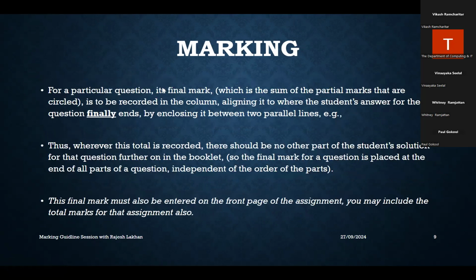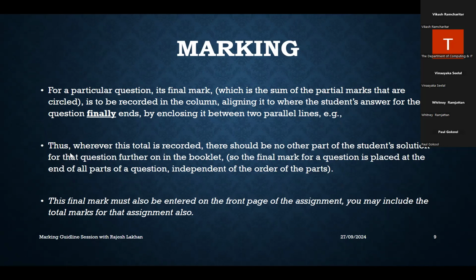For a particular question, its final mark, which is the sum of the partial marks that are circled, is to be recorded in the column. Align it to where the student's answer for the final question ends by including it in double parallel lines. So if you add part A, part B, and part C, and they got 20, you would put 20 and a double line at the bottom and a double line at the top.